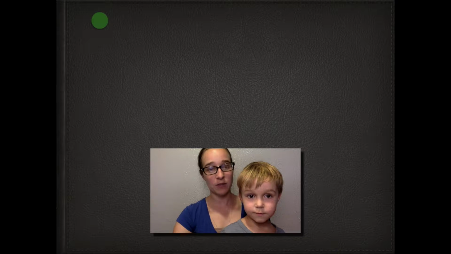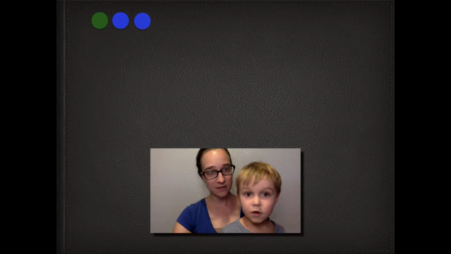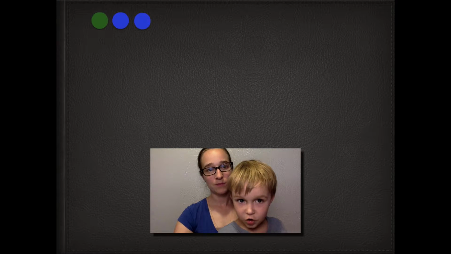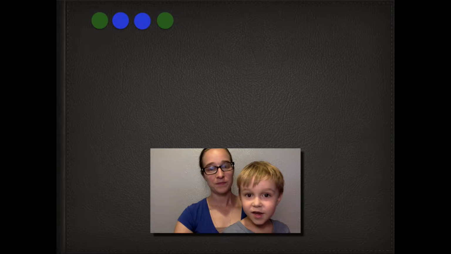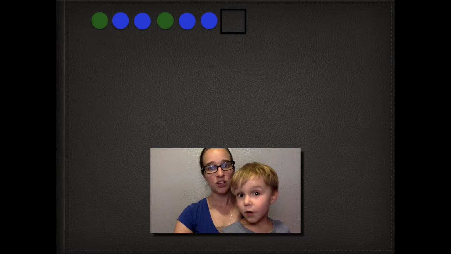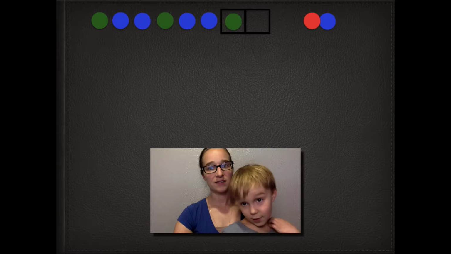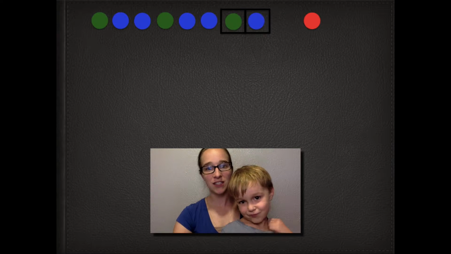This is a color pattern. Michael, can you tell us what this pattern is? Green, blue, blue. Green, blue, blue. And what should come next? Green. And then what should come after that? Blue. Blue, you got it. Good. Let's look at another pattern.